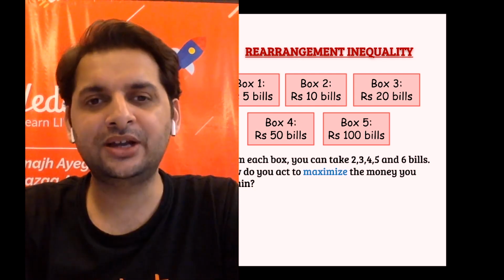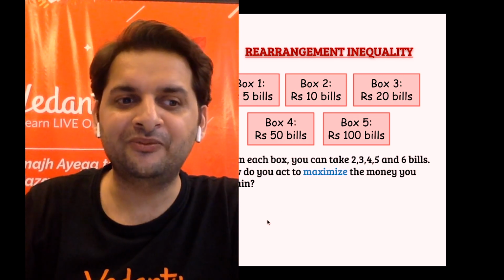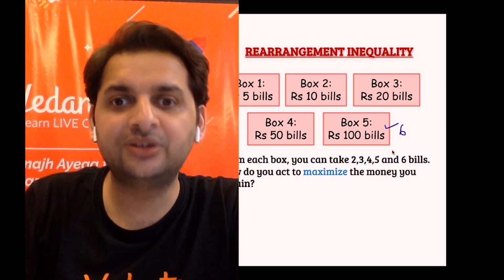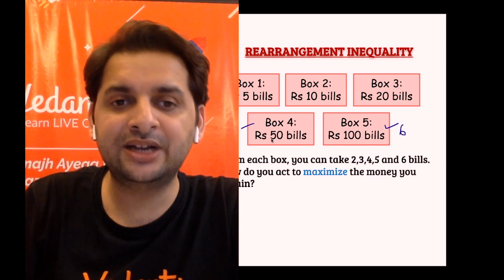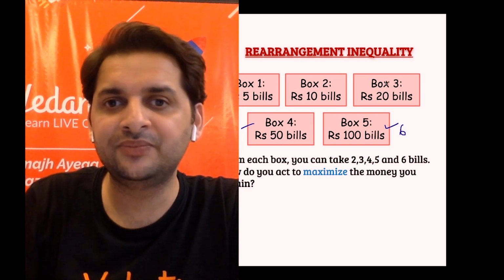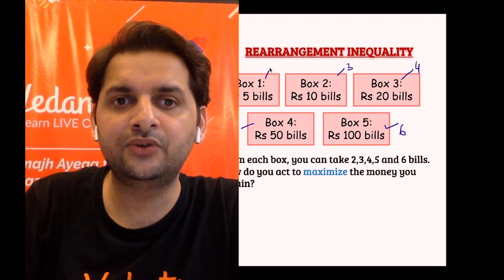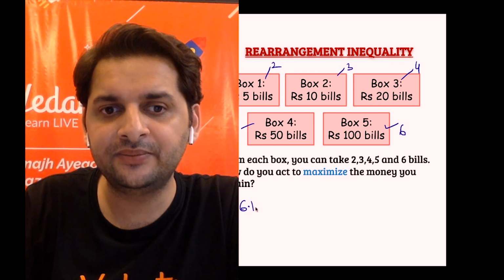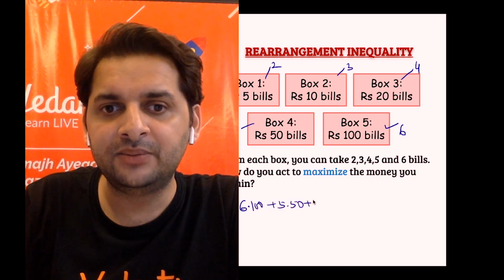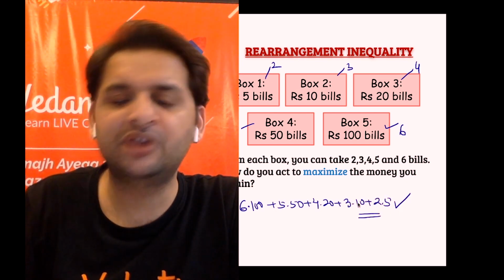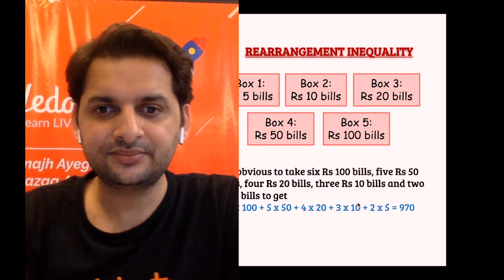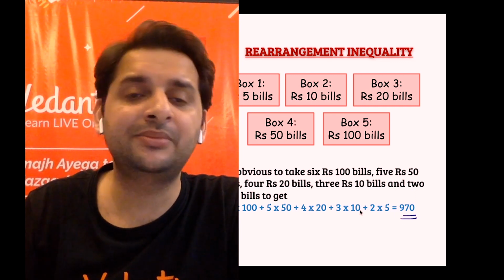I think this is pretty simple for us, and even a 5-year-old can answer this. The way to maximize the money would be, from the box containing 100 rupee bills, I'll pick out 6 notes. And from the box containing 50 rupee notes, I'll take out 5 notes, 4 from here, 3 from here and 2 from here. So the maximum amount of money, which is very obvious to us, is 6 into 100 plus 5 into 50 plus 4 into 20 plus 3 into 10 plus 2 into 5. This is the maximum amount of money that I can take out from the given box system with the given condition. So 970 rupees is the maximum I can take out.